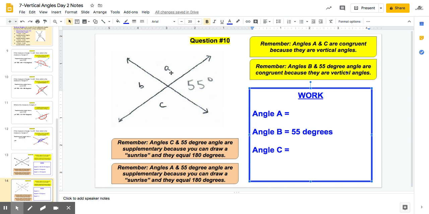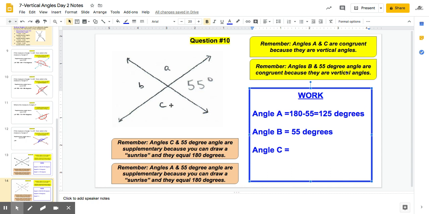Okay, now I have to find the measure of angle A and angle C. Well, angle A and this 55-degree angle are supplementary angles. I could draw my sunrise here. That means together they have to equal 180 when I add them. I already know that this angle is 55 degrees, so to find the measure of angle A, I simply subtract 180 minus 55, and I get 125 degrees. So angle A equals 125 degrees.